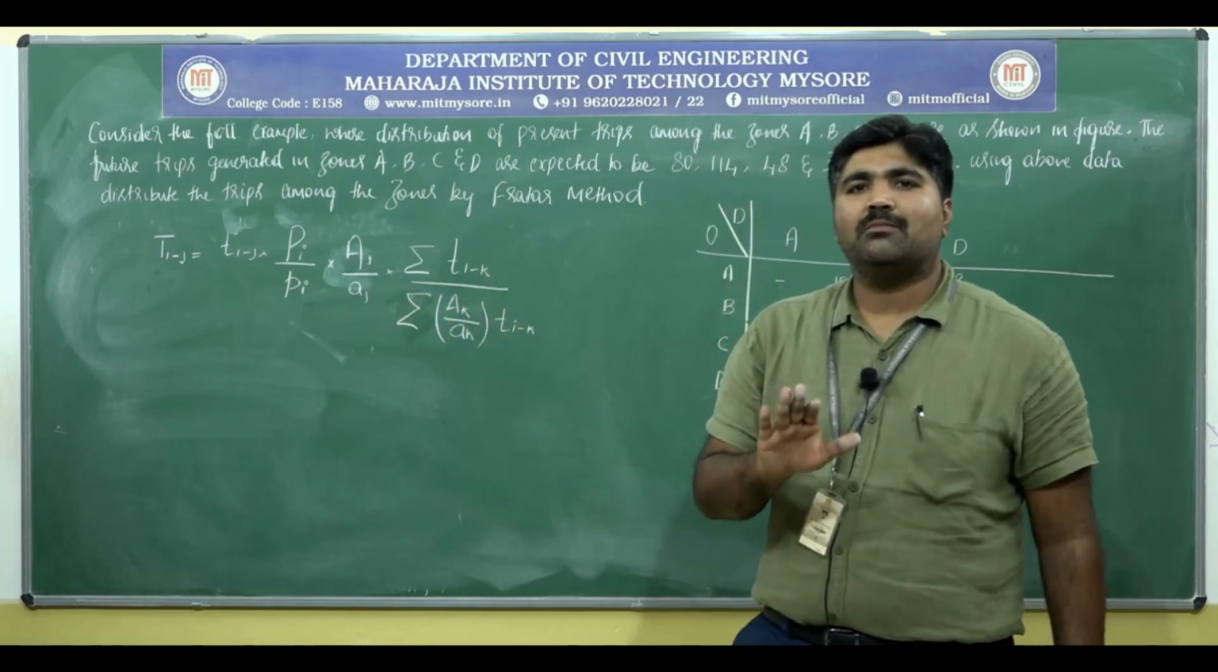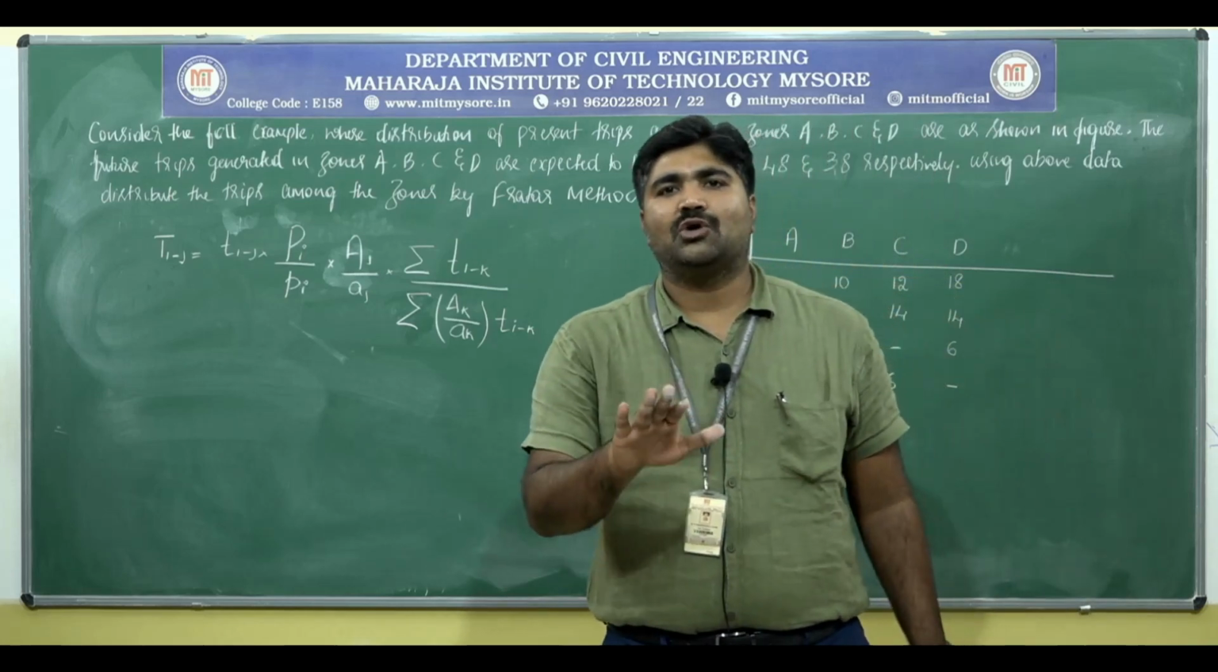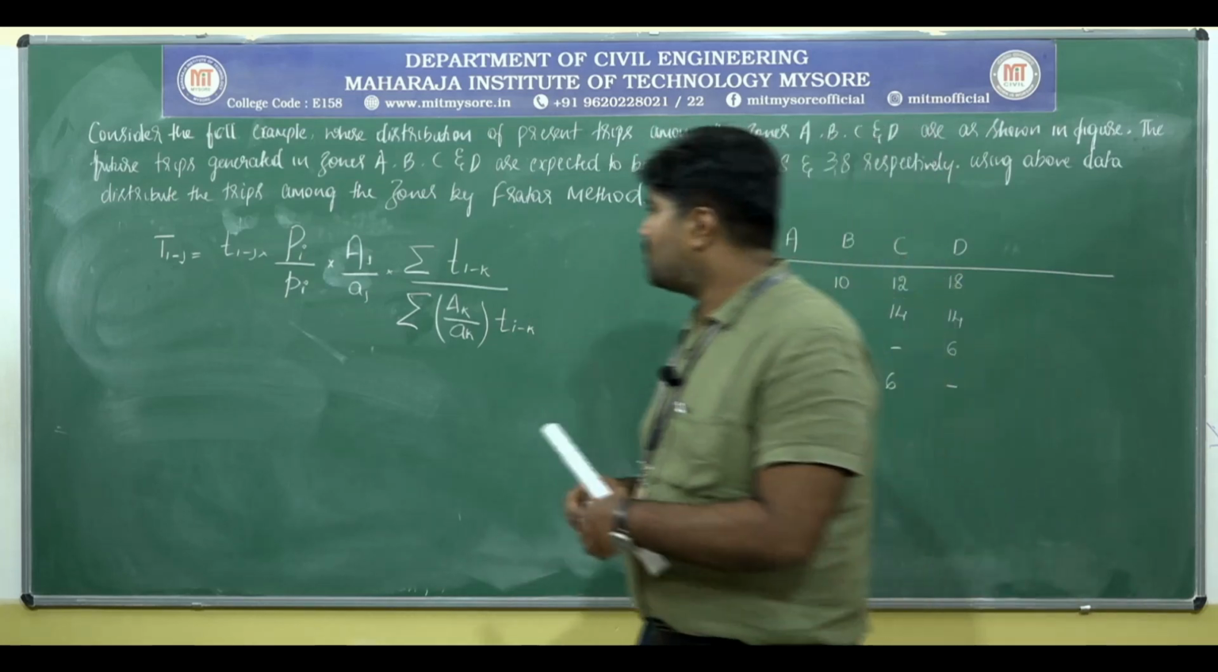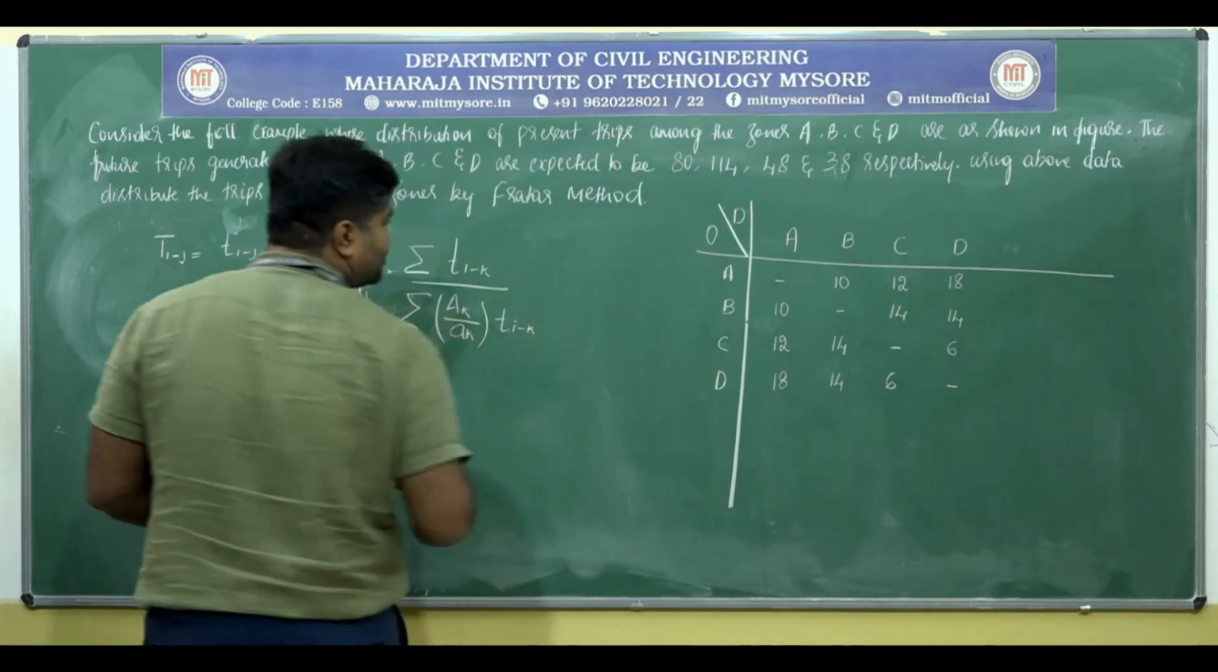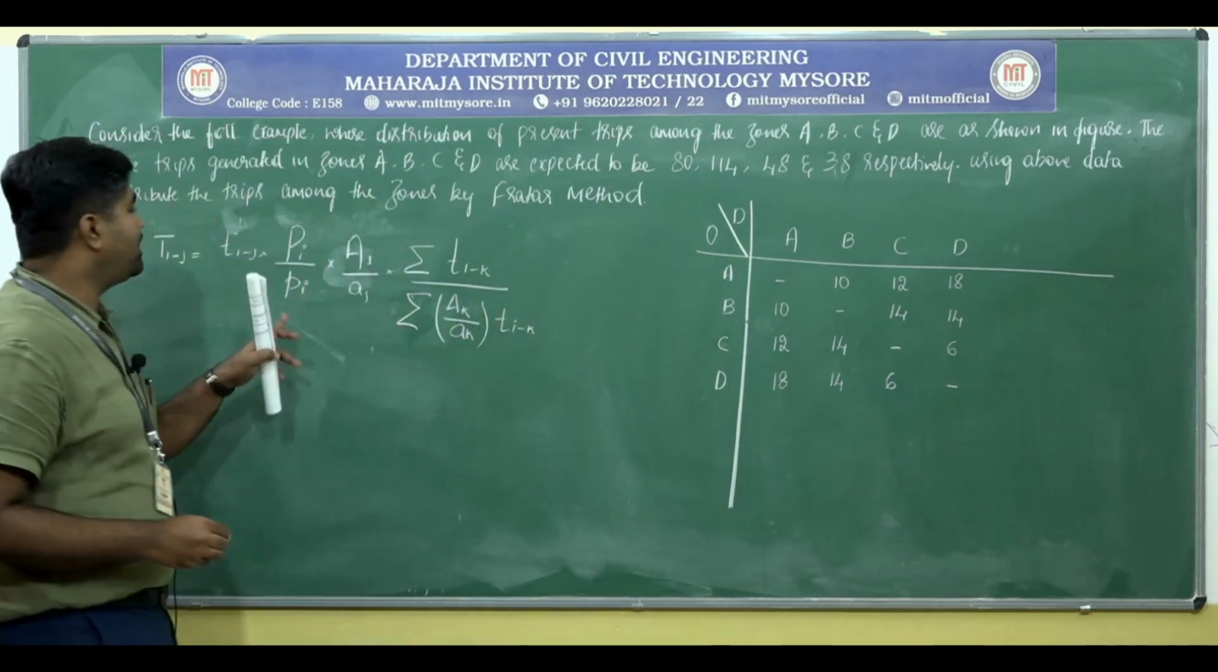Where K is the total number of zones. Next, how to apply the values for this equation I will show. First, let us find out capital Pi, small pi.